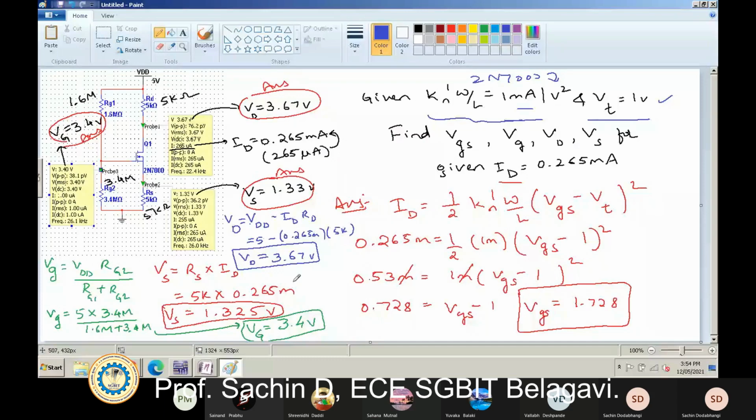So I'll mark the theoretical answer here. If I compare this theoretical with VD, and this is my practical answer, both are the same. And VG is 3.4, so if I compare with practical, this is also 3.4. And VS here also, comparing theoretical with practical, both are almost the same. It is 1.33, and here I'm getting 1.325. Getting it?